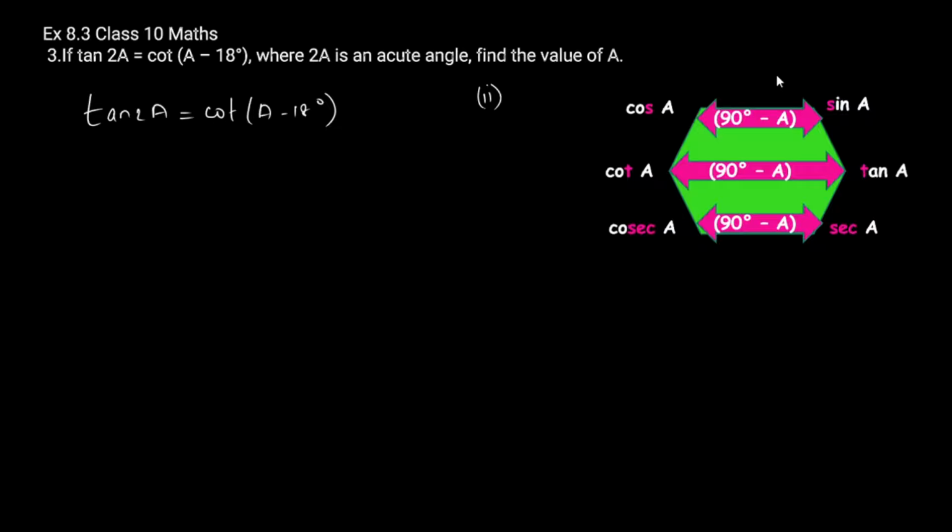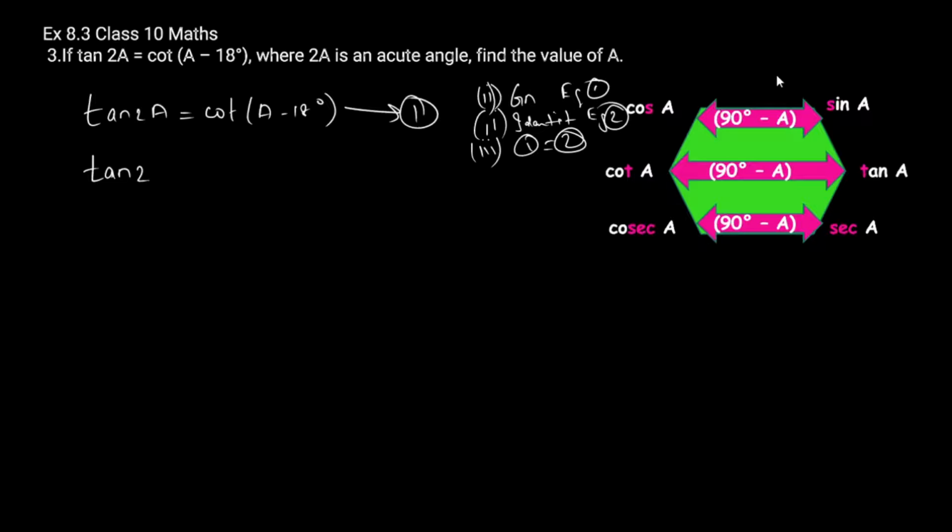with the given equation, mark it as equation 1, and the second point you have to remember is to use the identity and form equation 2, and equate 1 and 2. These 3 points you have to remember. Given equation, mark it as 1 and use the identity. Now you are going to use the identity. Tan 2a can be written as cot of 90 minus 2a, right?